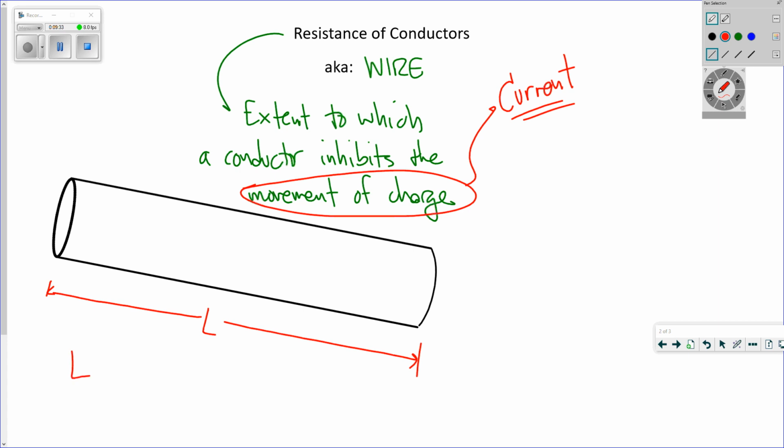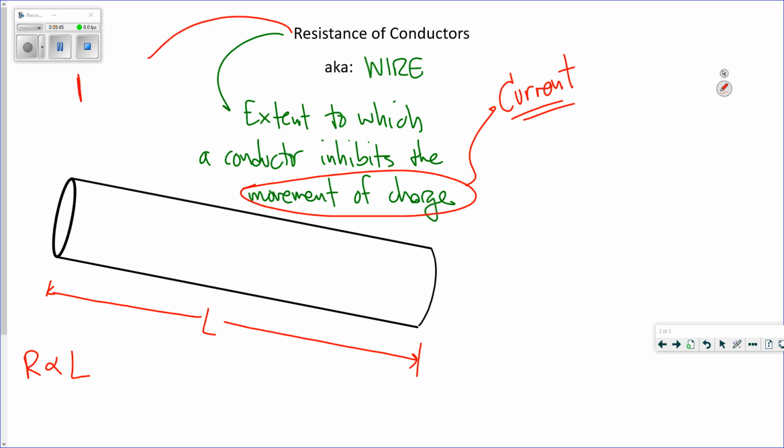The longer a wire or a conductor is, the larger the conductor's resistance. So resistance is proportional to length. Resistance, we use the variable capital R. It's measured in things called ohms, and an ohm we abbreviate as a Greek capital omega. So a conductor's resistance is proportional to how long it is. The longer the wire is, the more resistance it has.